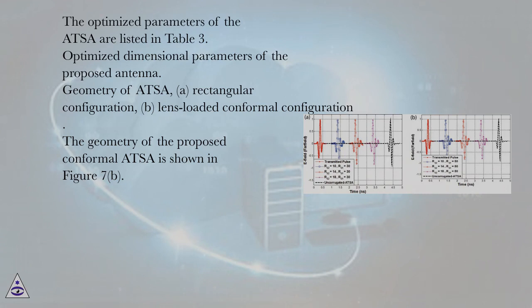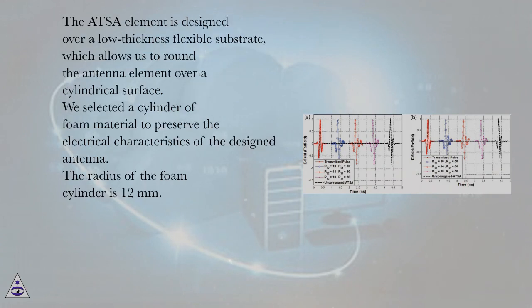Lens-loaded conformal configuration. The geometry of the proposed conformal ATSA is shown in Figure 7b. The ATSA element is designed over a low-thickness flexible substrate, which allows us to round the antenna element over a cylindrical surface. We selected a cylinder of foam material to preserve the electrical characteristics of the designed antenna. The radius of the foam cylinder is 12 mm.